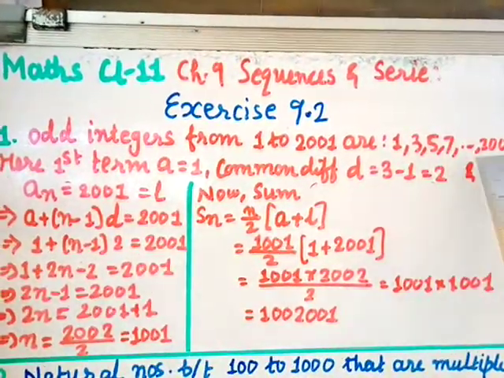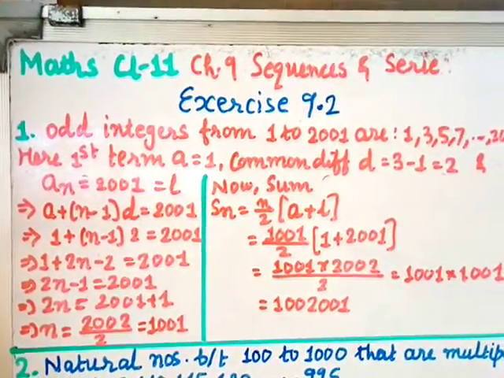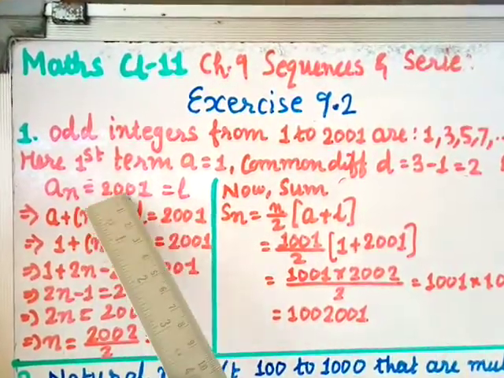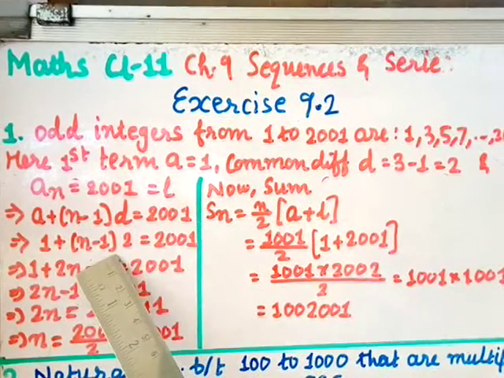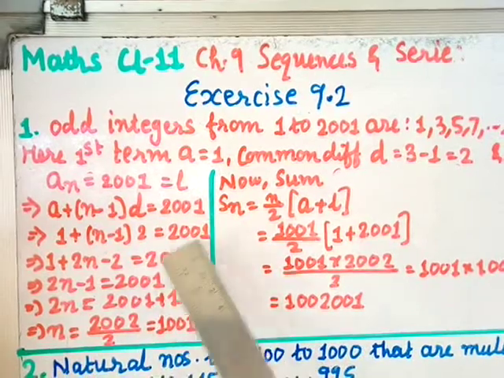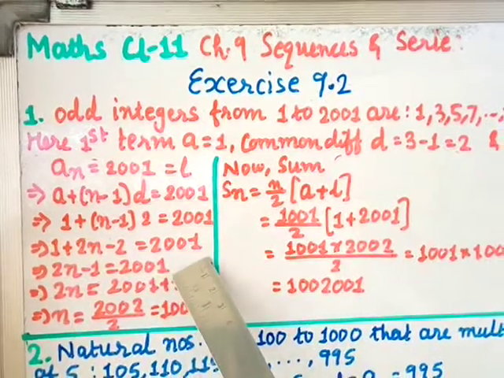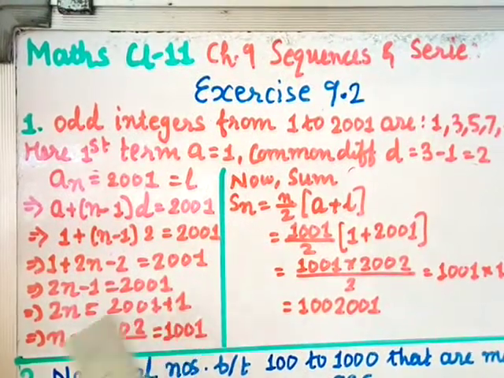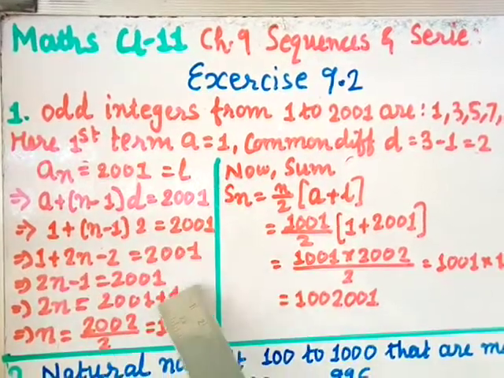Here the last term is 2001, so we call it an equal to 2001 equal to L. L is the last term here. Now we know the formula for an. An is a plus n minus 1 into d equal to 2001. The a value is 1, so place the value, plus n minus 1 as it is, and the d value is the common difference, that is 2, equal to 2001. 1 as it is plus this 2 multiplies, so 2n minus 2, equals 2001. Here 1 minus 2 will give you minus 1, this 2n as it is equal to 2001. If you transfer this minus 1 over here, it becomes plus 1, right?